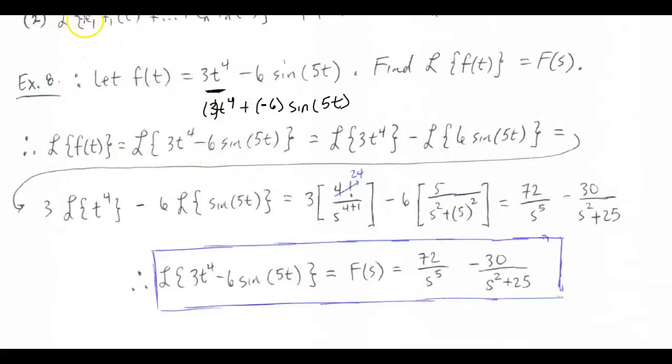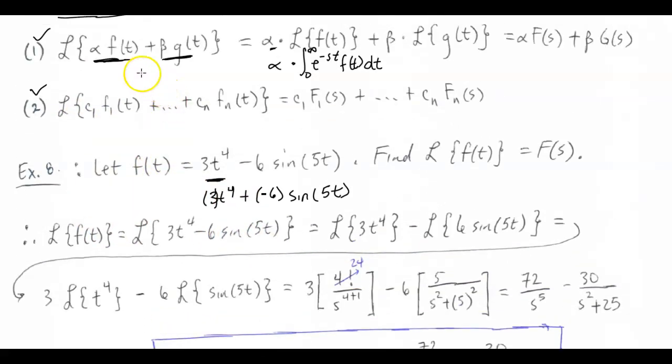Well, we know from one above here, we can just rewrite what we have here as constant multiple times Laplace transform of the first function plus -6 times Laplace transform of the second. And so from here, we look and we see what is the Laplace transform of t raised to the 4. And of course, we've already found out that the Laplace transform of t raised to the 4 was 4 factorial divided by s to the 5th power.